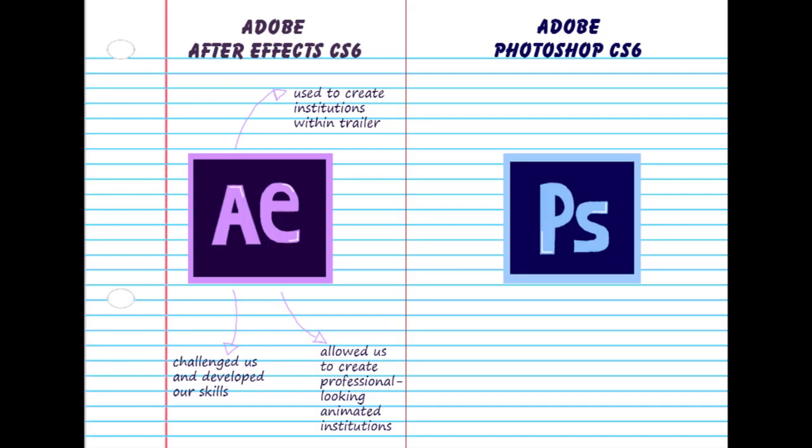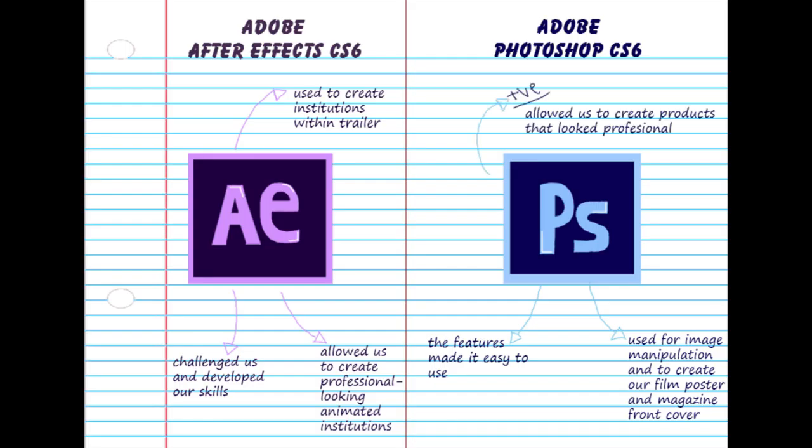This media technology really challenged us and allowed us to develop our own skills in using Adobe products. The main use of Photoshop was for all our image manipulation as well as producing both our film poster and magazine front cover. In Photoshop, the features within it made it really easy to use and edit both of our film poster and magazine front cover. The best thing about this media technology is that it allowed us to create products that looked professional and had the typical codes and conventions which was required.